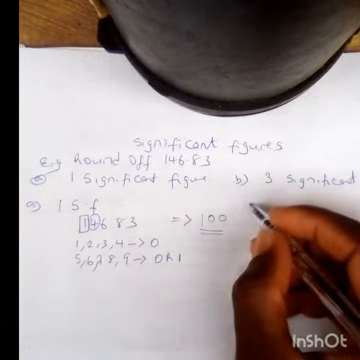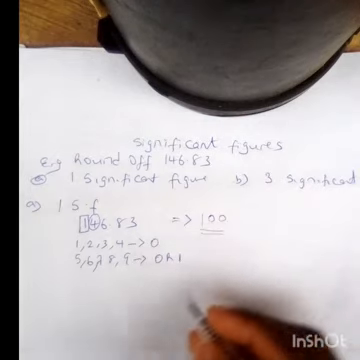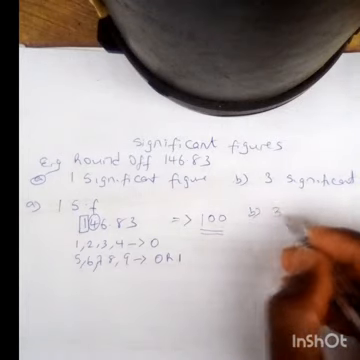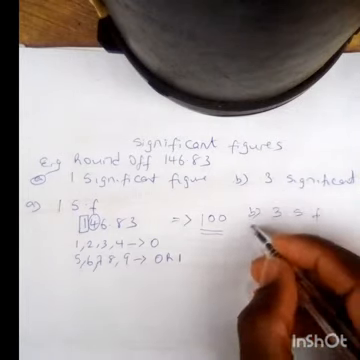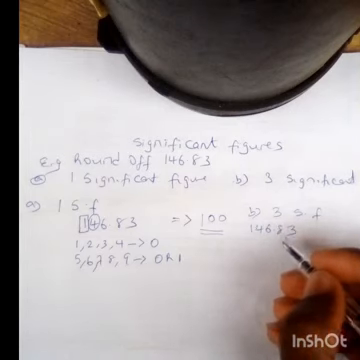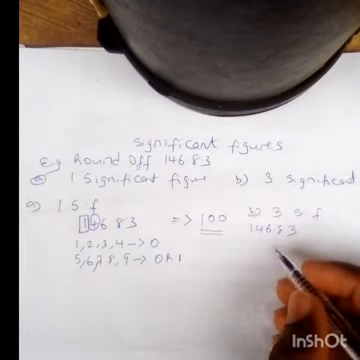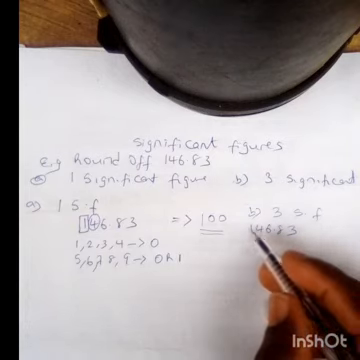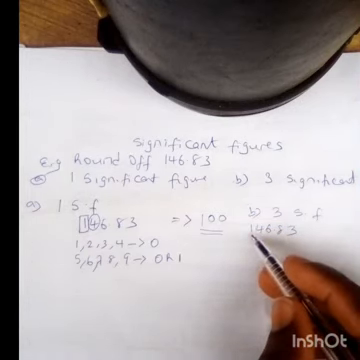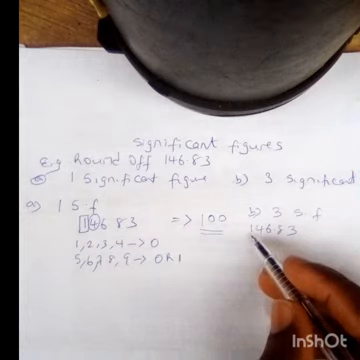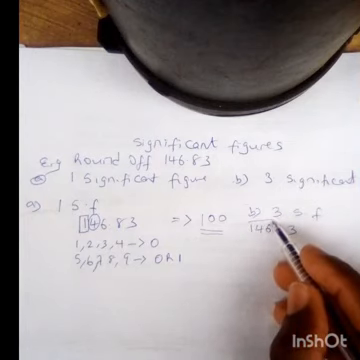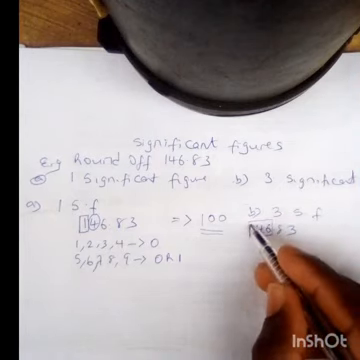Now to three significant figures. 146.83 to 3 significant figures. They said 3 significant figures, so we'll make use of the first 3 numbers. It's the same case here because the first number didn't start from 0, it started from 1 and above. So we'll make use of the first 3 numbers, which are 1, 4, and 6.